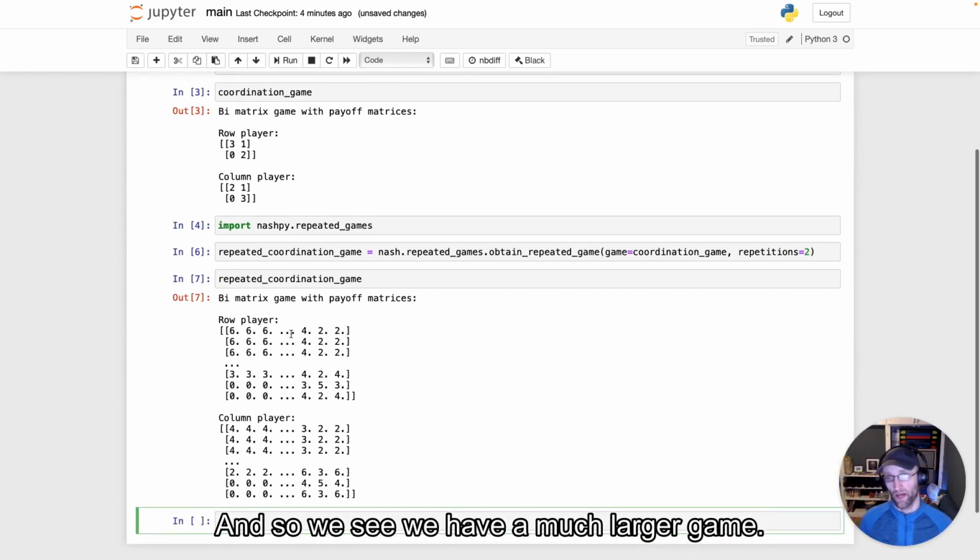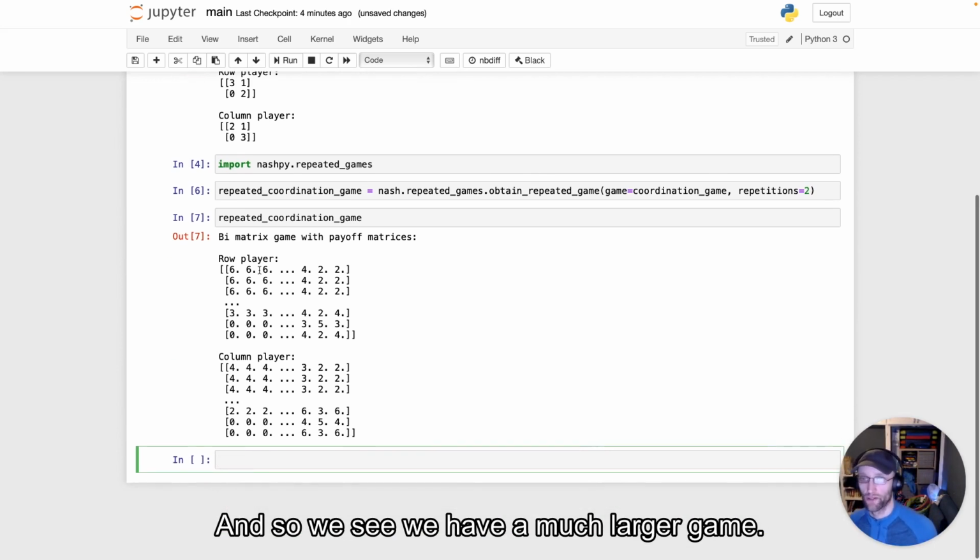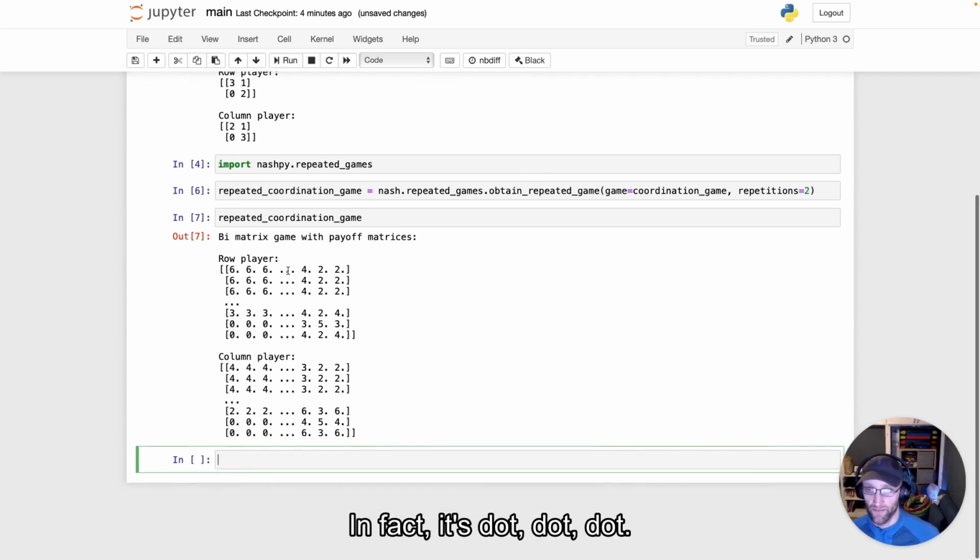And so we see we have a much larger game. In fact, it's dot, dot, dot. It's rather big.